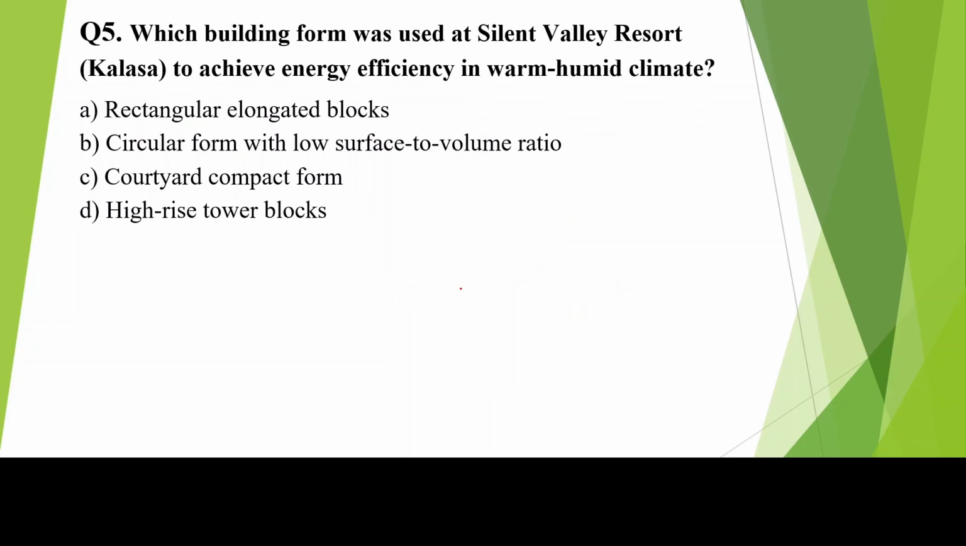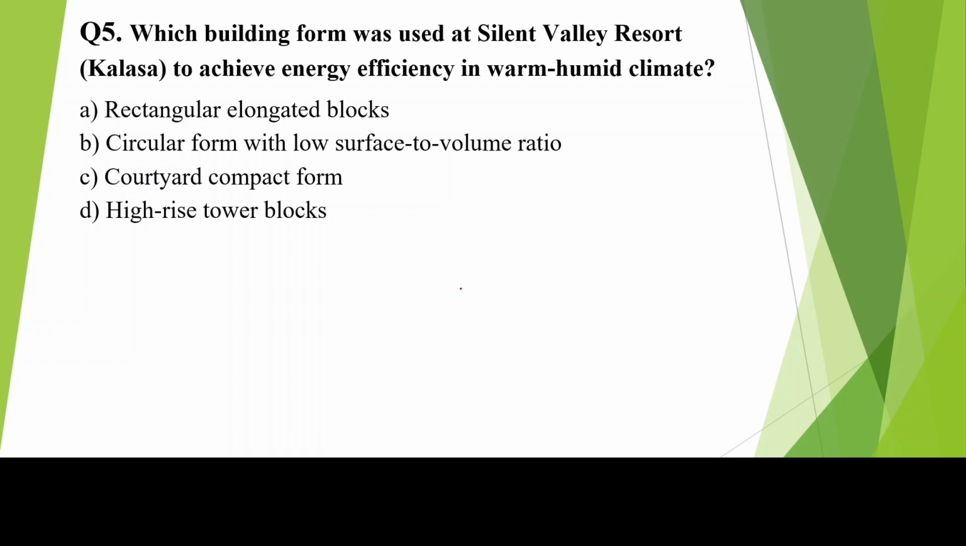So let's move to question number 5 then. Different case studies were discussed in the lecture where Silent Valley Resort was also discussed, with its key important features. You have seen the pictures of this which were presented. Which building form was used at Silent Valley Resort to achieve energy efficiency in warm humid climate? Try to recall the type of building form and see all the options.